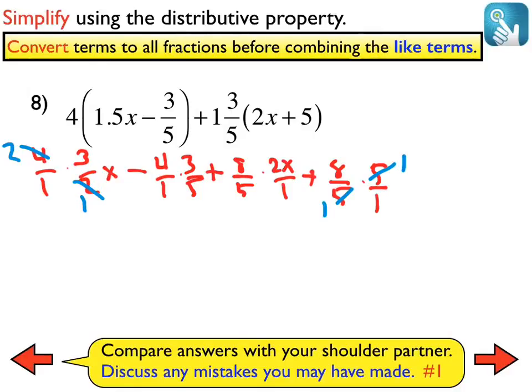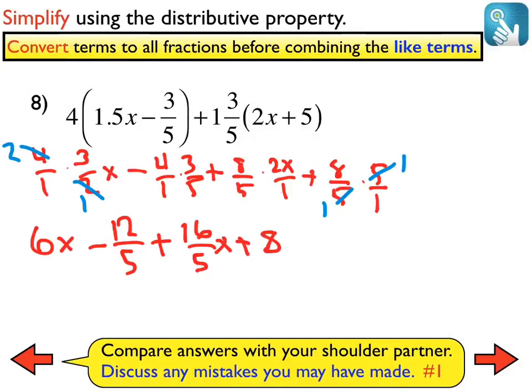2 times 3x is 6x minus, what's next? Emilio? 1 times 5, and then 4 is going to be 12 over 5. Mm-hmm. Plus? Plus 5, so 16 over 5x. Mm-hmm. Plus? Plus 8 over 1. Which is just 8. Very nice.